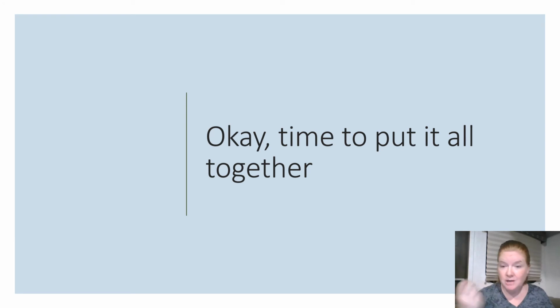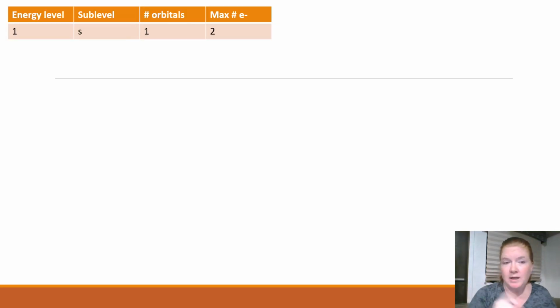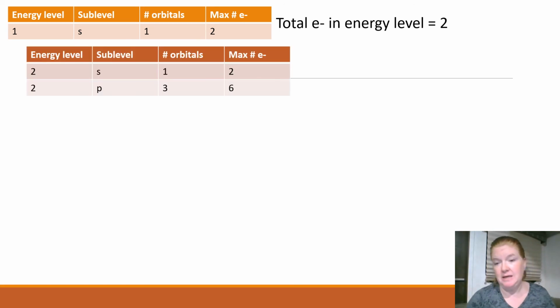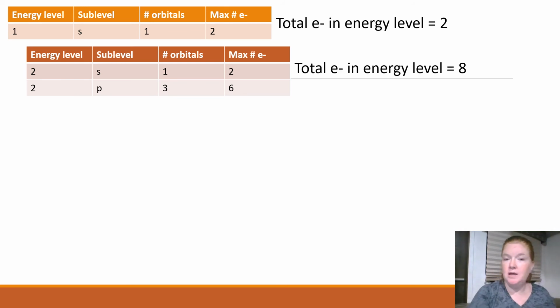Okay, let's try and put it all together. Let's look at this. Energy level 1 has s orbital only, 2 electrons because there's 1 orbital. So energy level 1, 2 electrons. Energy level 2 has s, but adds p, and p holds 6 electrons. Remember, p was groups 13 through 18, 6 boxes, but altogether we still have 2s over there. So altogether, energy level 2 holds 8 electrons.